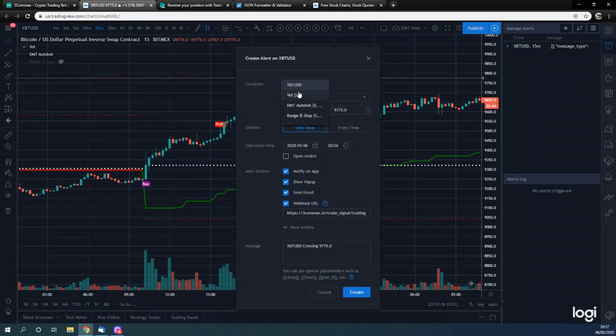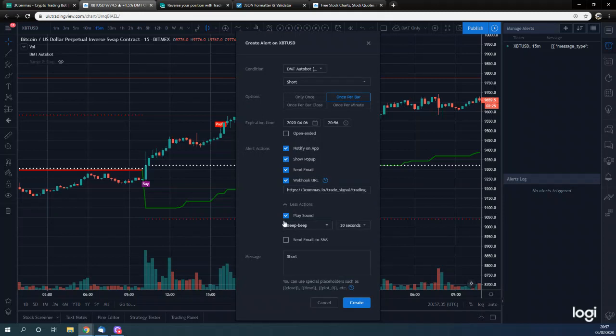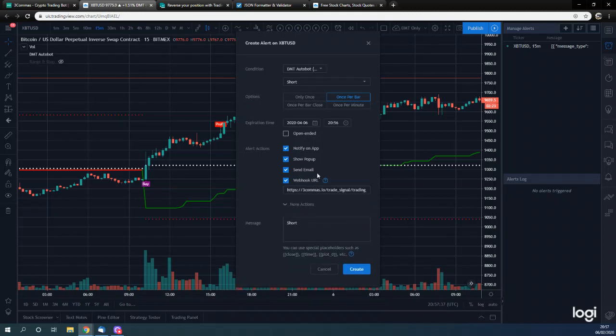So right, sorry, let's do this second signal. Short this time, once per bar, and then expiration. Remember, we can't do open-ended. We've got the webhook URL is saved, so that's great. More actions, play sound. The SMS to email is not on there. Right, so that is all sorted there.